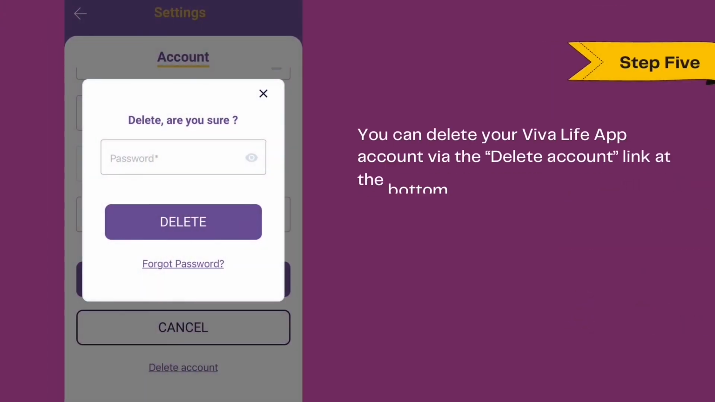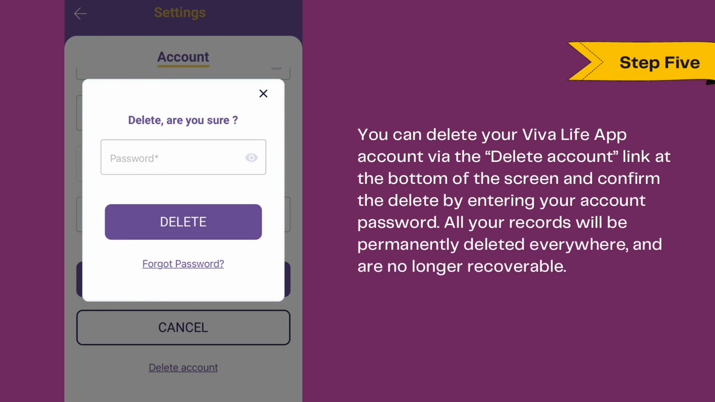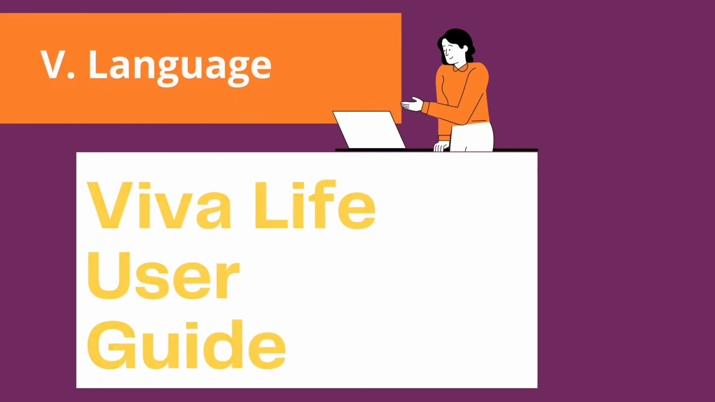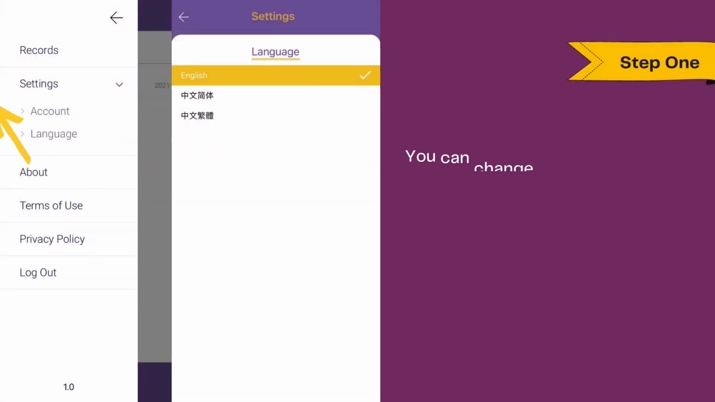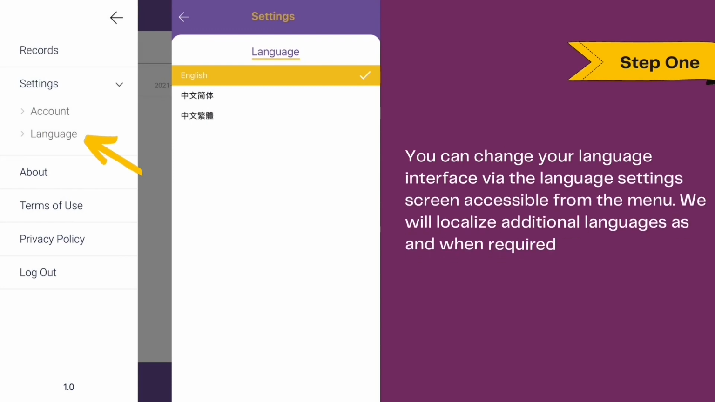You can delete your Viva Life App account via the Delete Account link at the bottom of the screen and confirm the deletion by entering your account password. All your records will be permanently deleted everywhere and are no longer recoverable. Settings, Language. You can change your language interface via the Language Settings screen accessible from the menu. We will localize additional languages as and when required.